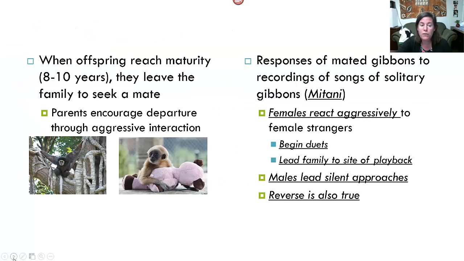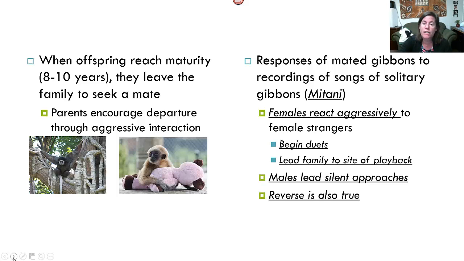When offspring reach maturity, and this is usually between 8 and 10 years of age, they usually leave their family territory to seek a mate. And their parents generally encourage departure of their offspring through a ton of aggressive interactions: chasing, biting, just not letting their offspring consume food. And so they're very, very aggressive.